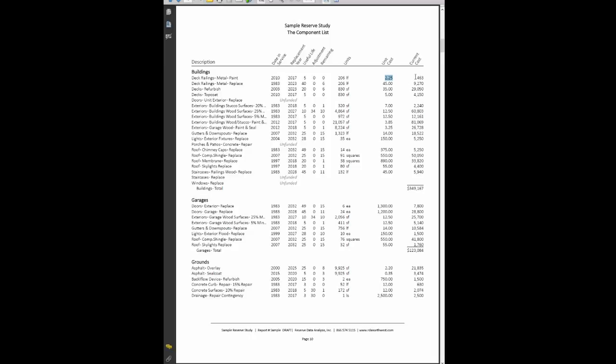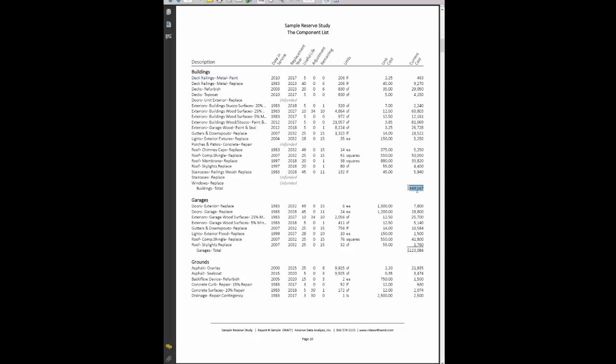And then lastly, it's just the current cost, so the total of the unit costs multiplied by the units. In this case, $463 to paint these metal railings, deck railings. And you can go down and see all of the components here and our estimates and the total cost. And this is a current cost, not a future cost.